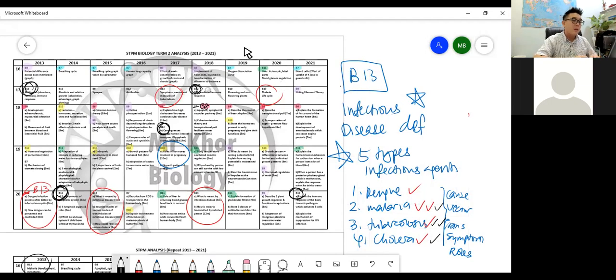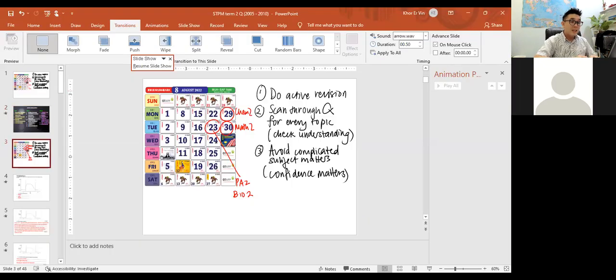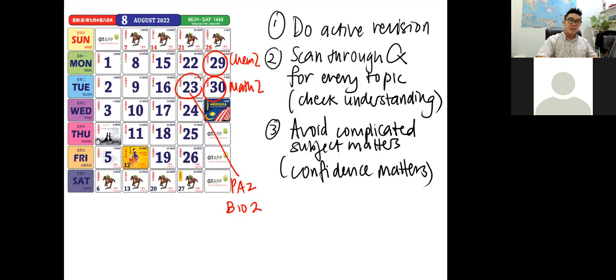And last but not least, back to the advice I told you just now. Active revision. Scan through the questions if you don't have time. Look at as many past years as possible, including ulangan, and avoid tough, overly tough questions that don't do you any good nearing the exam. Nearing your SAM 2. Guys, with that, I wish you good luck.